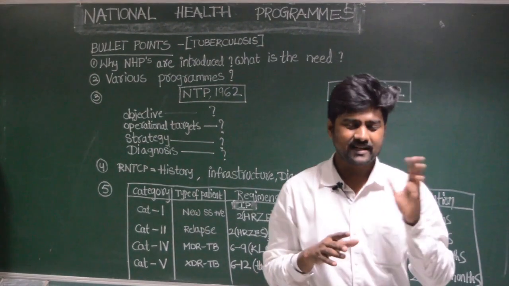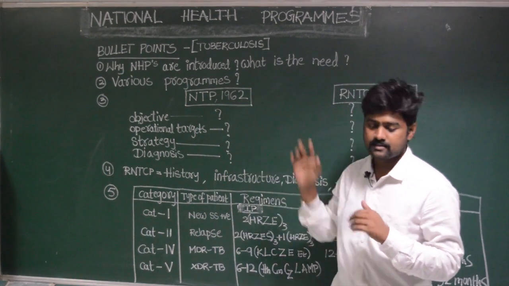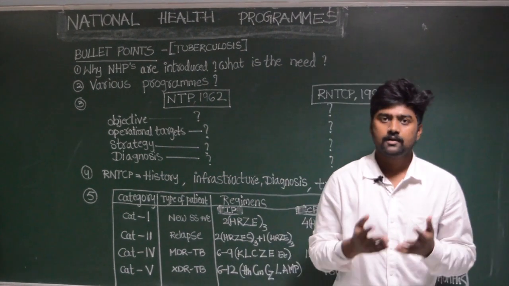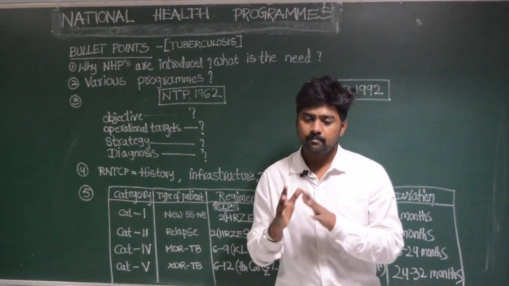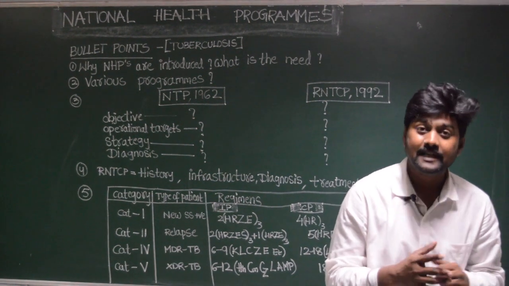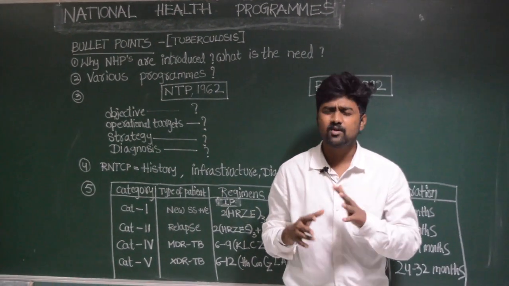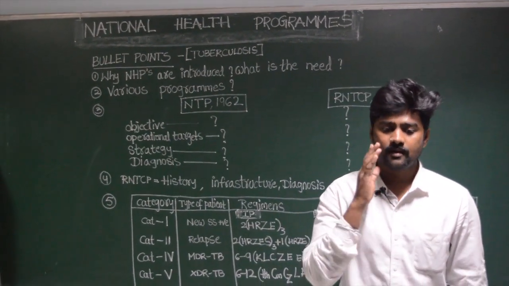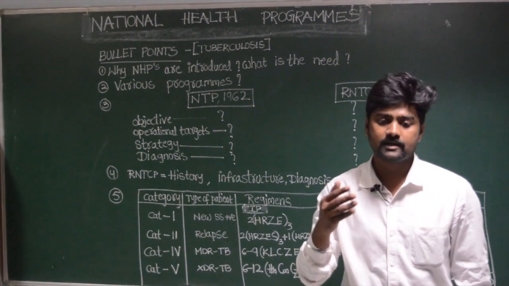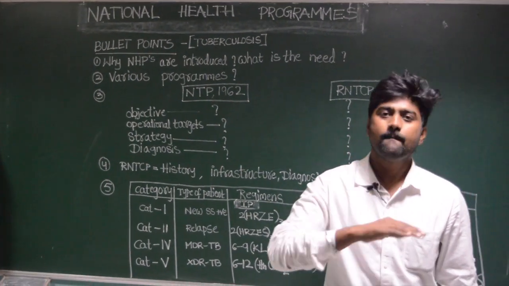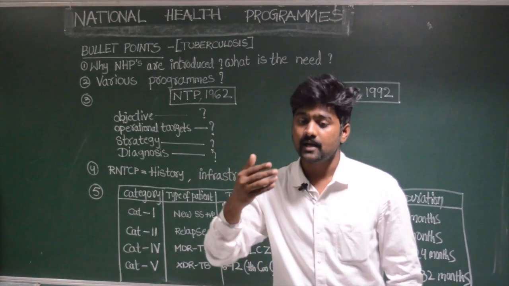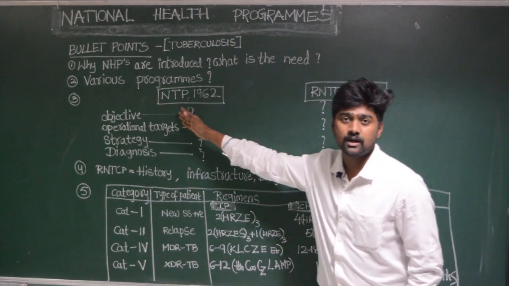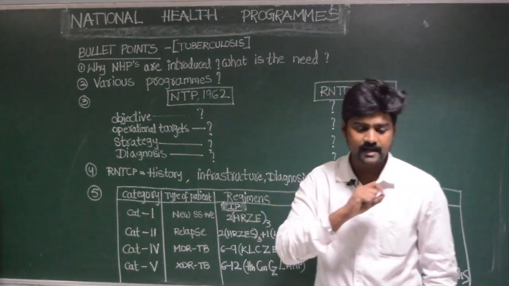Now, what is NTP in the year 1962? In the year 1962, the Government of India introduced a program, the National Tuberculosis Program, but it became a sign of failure. Why? In those days, awareness on health was not like today, so definitely the programs may not have reached each and every person like how they reach today. This NTP 1962 is a sign of failure.